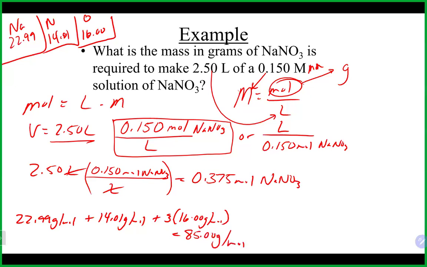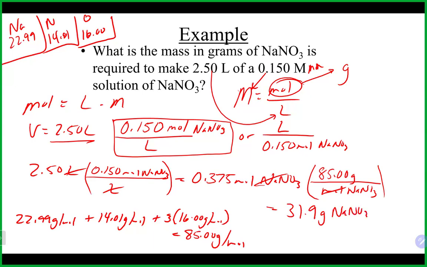Remember, we're going to use this as a conversion factor. So once again, we do want moles to cancel, so the grams are going to go up on top. Moles will cancel, and that will give us here about 31.9 grams of sodium nitrate in this particular case. Any question on that calculation?